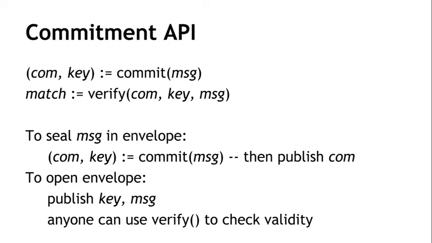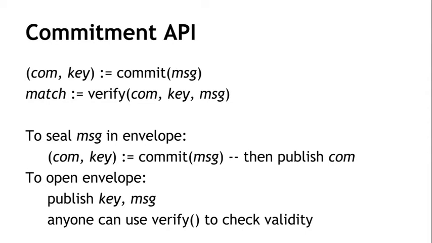Okay, now to seal MSG in an envelope, what we do is we commit to the message, and that returns a commitment and a key, and then we publish the commitment. That's putting the envelope on the table. Now later, to open the envelope, what we're going to do is publish the key and the message that we committed to, and then anybody can use this verify call with the commitment that we published previously, the key and message that we just announced, to check the validity of our opening the envelope.